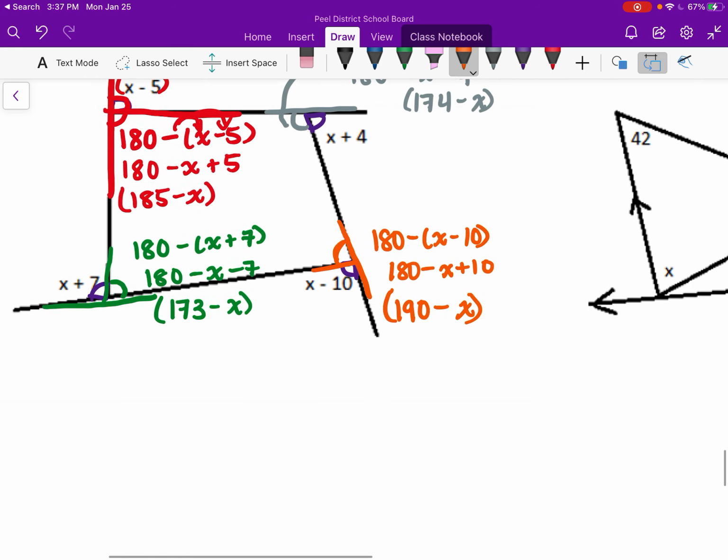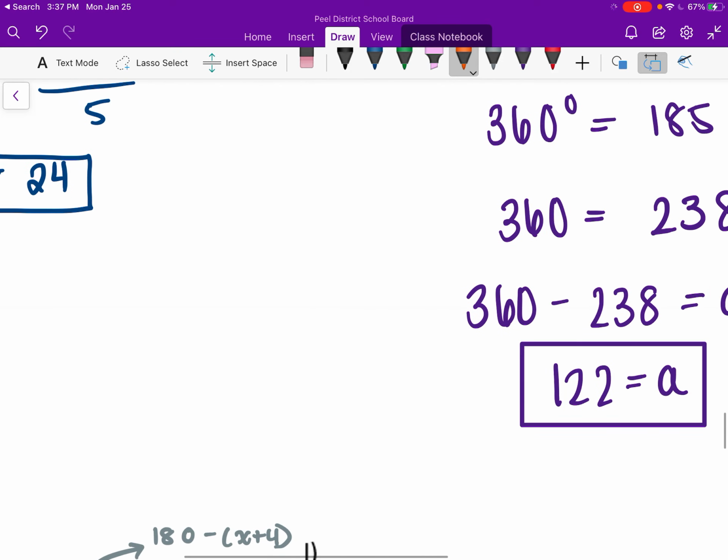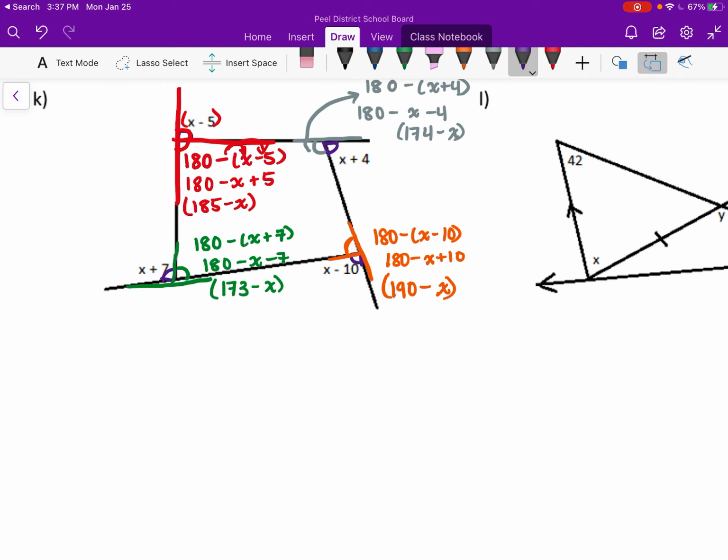And I know that this is a quadrilateral because there's 4 sides, and from what I remember, if I have 4 sides, this is going to be all equal to 360. So let's just do that. So 360, right, is equal to, let's just start adding these things together. So I know that my inside is going to be 185 minus x plus the gray one is going to be 174 minus x.